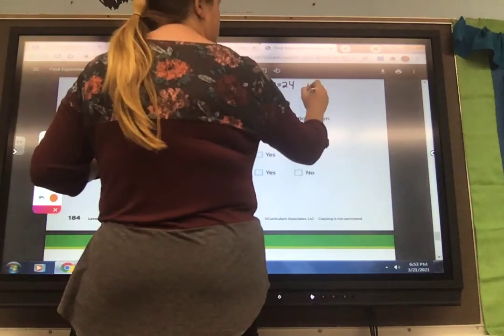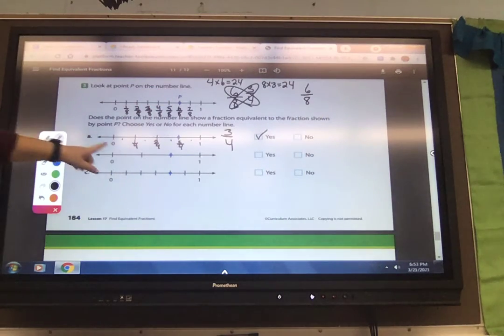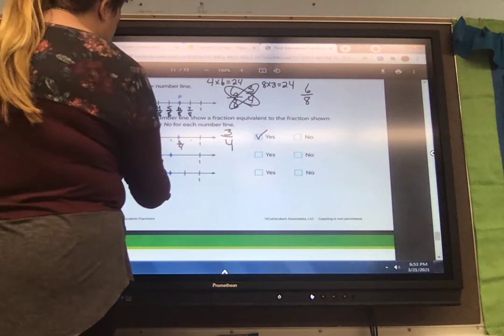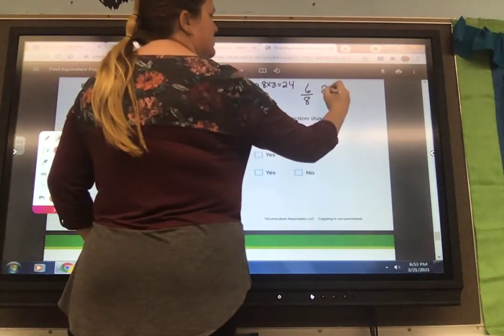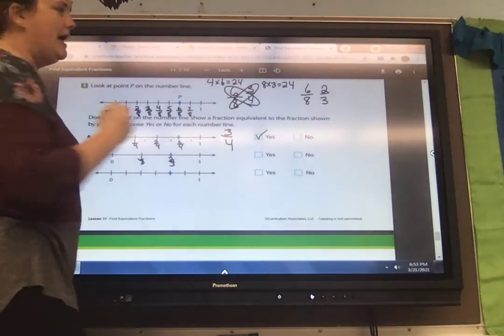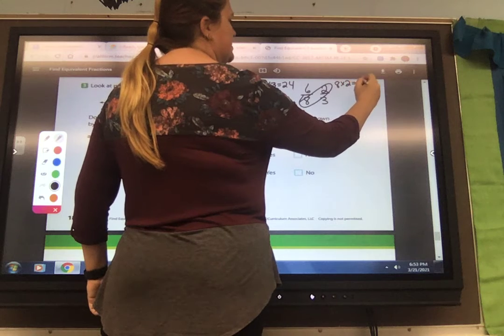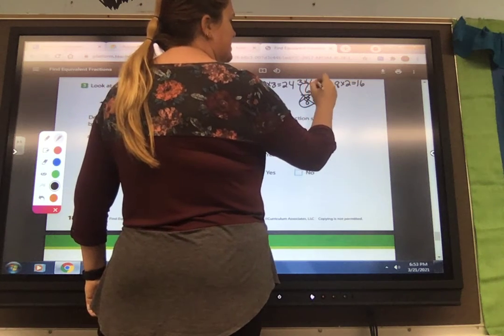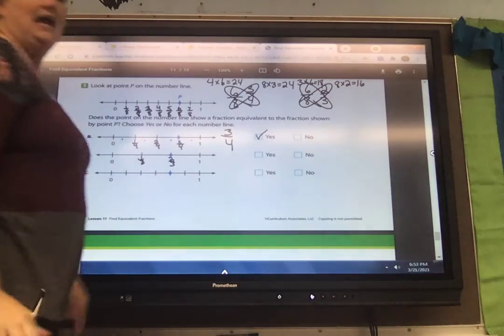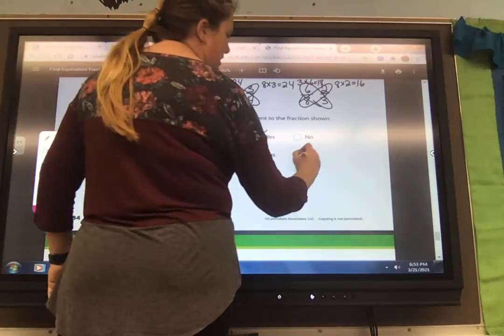So we're using 6/8 again because that was P, remember? So we have 1, 2, 3, so 1/3, 2/3. Let's see if we're equivalent to 2/3. Butterfly, bottom up, 8 times 2 is 16. Butterfly, bottom up, 3 times 6 is 18. 18 and 16 do not match, so this one is a no.